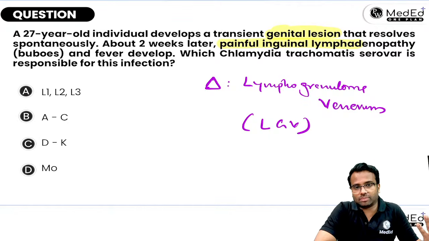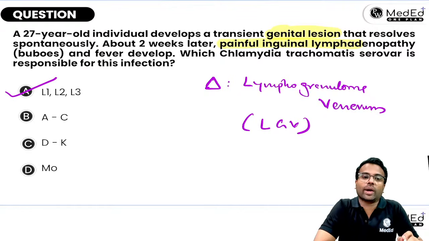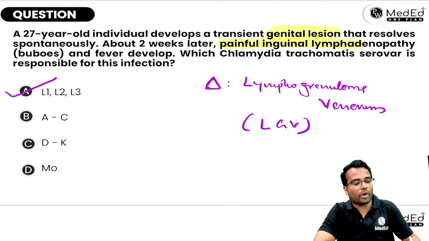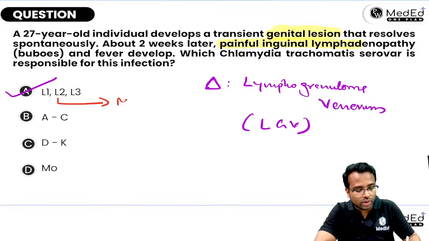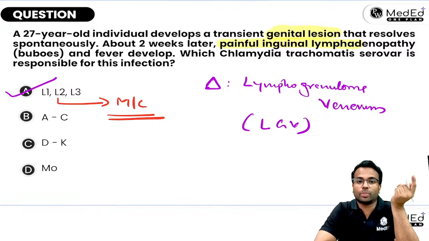Because the causative organism is mentioned, it is Chlamydia trachomatis. Now see, is it L1, L2, L3, A to C, D to K, or MO? What is it? Yeah. So this one is going to be L1, L2, L3. Please remember one more point here, that is, L2 serovar is the most common. Among L1, L2, L3, if they ask you what is the most common, the answer should be L2.